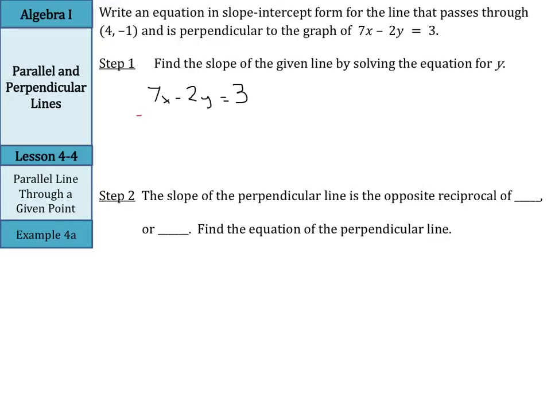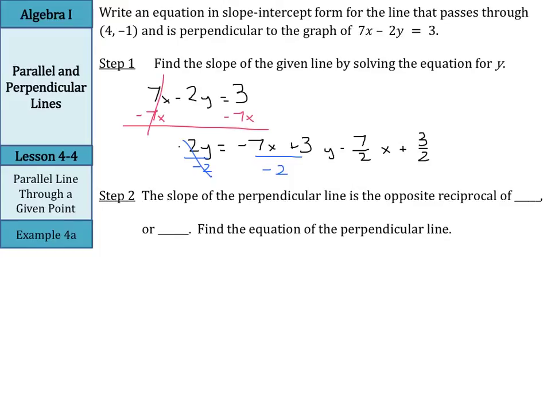If we subtract 7x from both sides, we're left with -2y equals -7x plus 3. Now we can divide everything by -2. We're left with -7 divided by -2, which is a positive 7/2 x plus 3/2. So y equals 7/2 x plus 3/2. And what is our slope? Well, 7/2. So the slope of the perpendicular line is the opposite reciprocal of 7/2. The reciprocal is 2/7. The opposite reciprocal is -2/7.